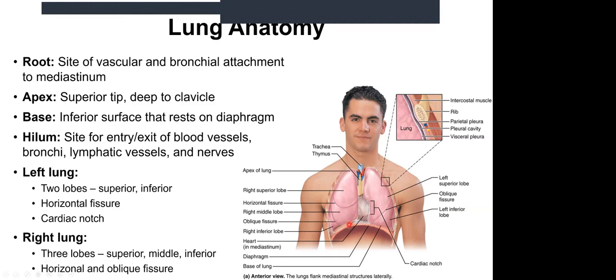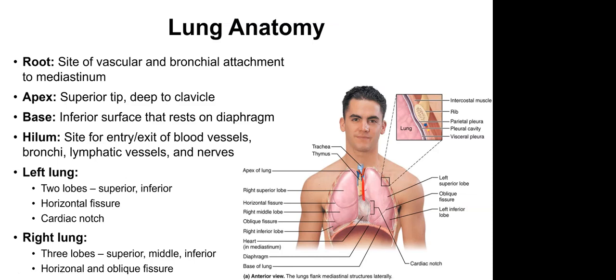The hilum is the site for the entry and the exit of blood vessels and of bronchi. So if I were to take one of these lungs and detach it from the trachea, where the bronchi entered and where the vessels entered, that would be the hilum.